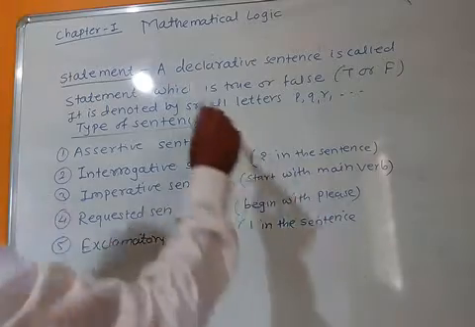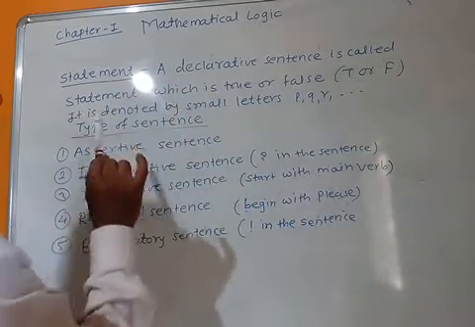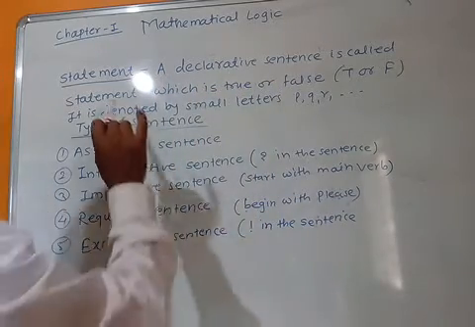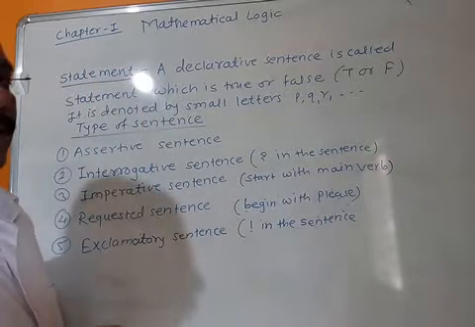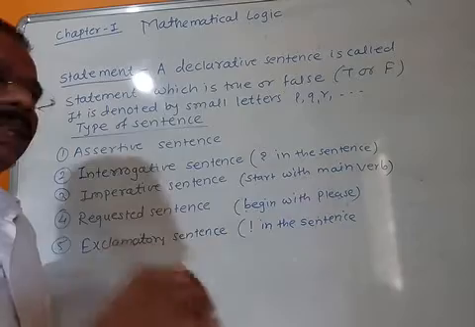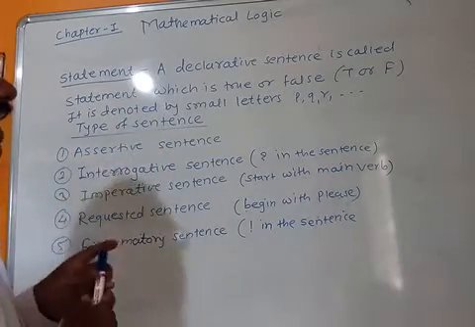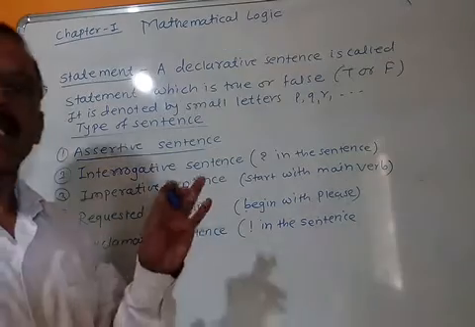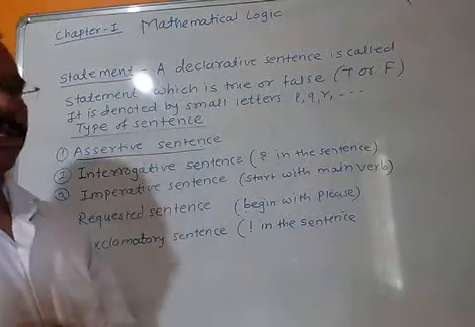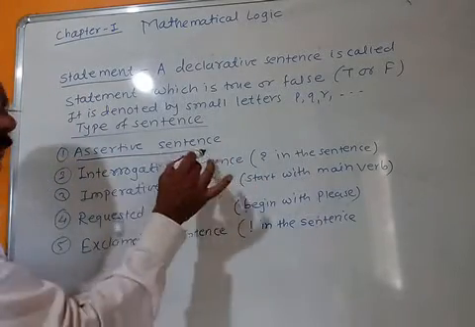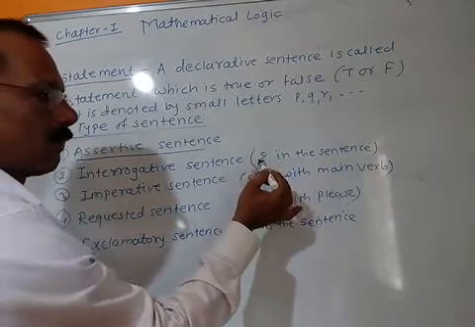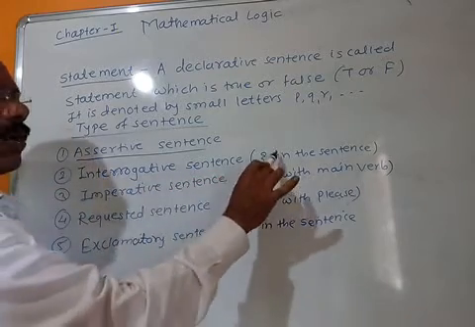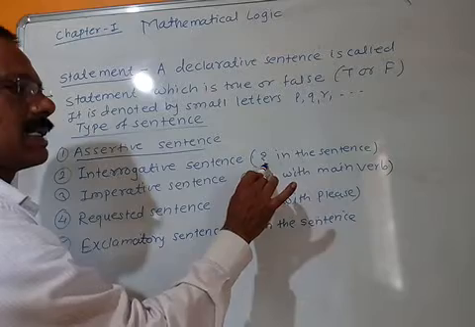Then first look here, the statement. A declarative sentence is called a statement. What is a declarative sentence? An assertive sentence is a declarative sentence. Understand? Then how do we find an assertive sentence? Here is the idea. The sentence which is not an interrogative sentence. An interrogative sentence means at the end of the sentence there is a question mark.